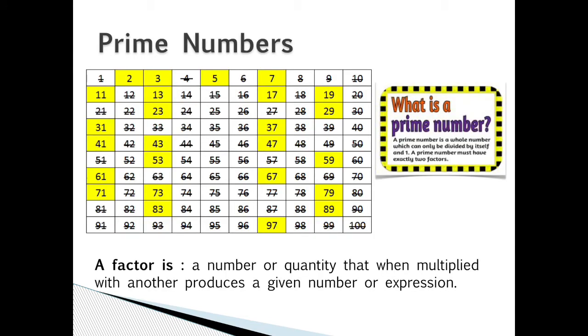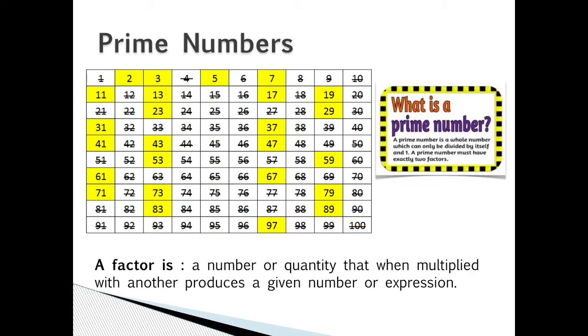Now, a prime number is a whole number which can only be divided by itself and 1. A prime number must have exactly 2 factors. Between 1 and 100, these are the following prime numbers: 2, 3, 5, 7, 11, 13, 17, 19, 23, 29, 31, 37, 41, 43, 47, 53, 59, 61, 67, 71, 73, 79, 83, 89, and 97.